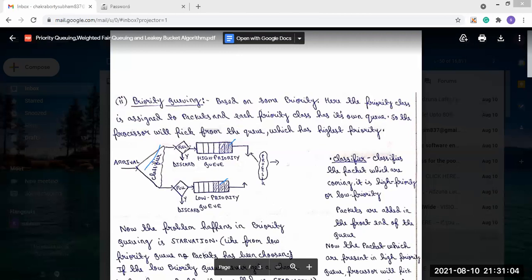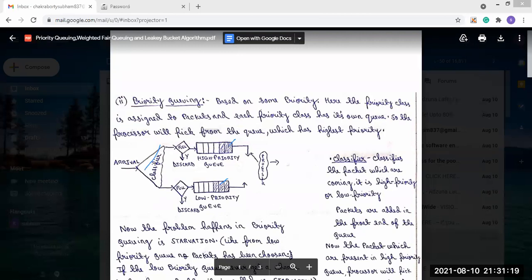Now the packets are added into the front end of the queue, and the packets which are present in the high priority queue, the processor will pick those packets first and process them.